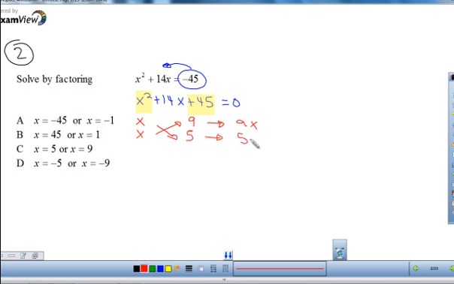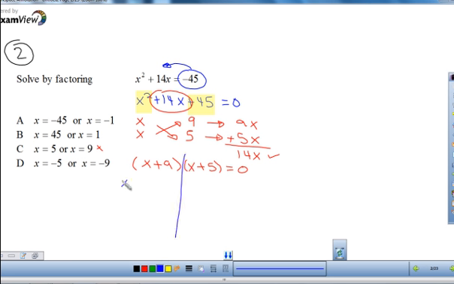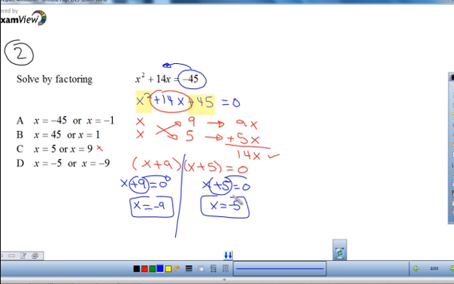Remember, we want our middle term to be 14x. So when we add this, that gives me 14x, so that checks. So remember, the answer is not 5 or 9, because I have to write this as a product. And then you're going to use the zero product property. So x plus 9 will equal 0. x plus 5 will equal 0. So we're going to subtract 9, so x equals negative 9. We're going to subtract 5, so x equals negative 5. Okay, so the answer is D.